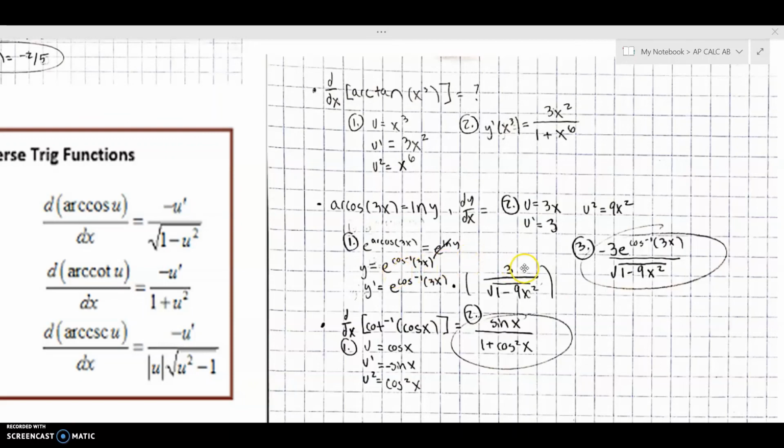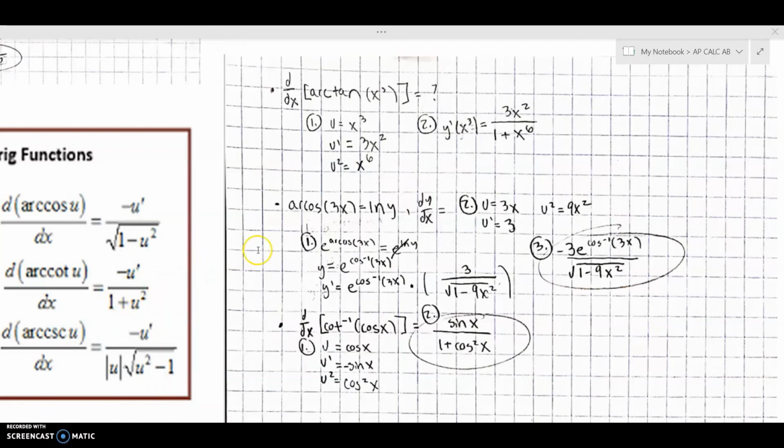Okay, so now we just have to simplify. So bring this up top, multiply by the 3 because we can group them together. So we have negative 3e raised to the power of the inverse cosine of 3x. So that's how you solve that problem.